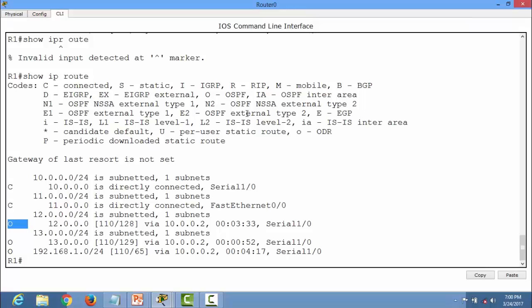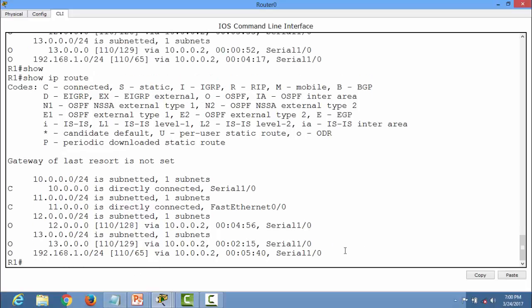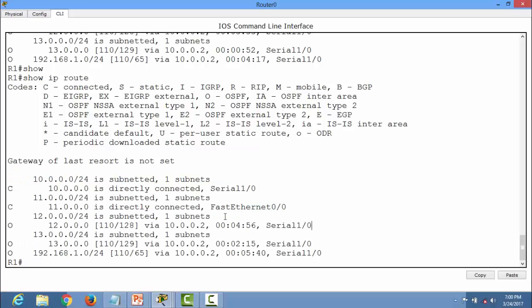So I've told you there are mainly 3 databases. To check the routing table, I keep using show IP route. It is showing the entire routing table, up to which network it is reachable. You can see here OSPF having the administrative distance of 110. This is the cost calculation with the help of a formula. What was the formula?